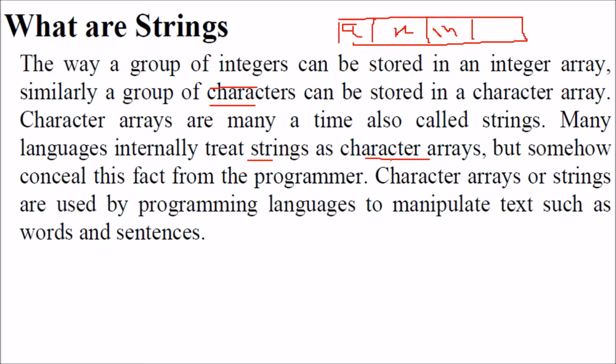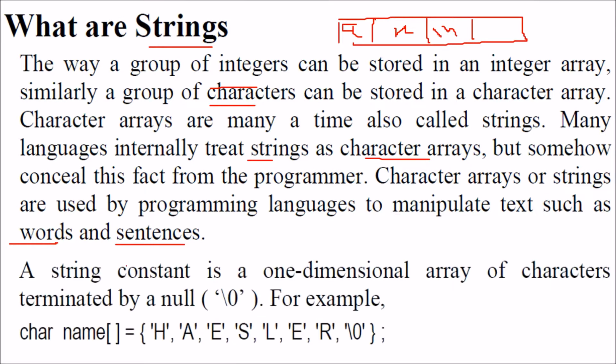concealed from us, from programmers. We are always encountering words and sentences in our programs. For that, we know that we are going to deal with strings. A string constant is nothing but a one-dimensional array of characters which is terminated by \0.